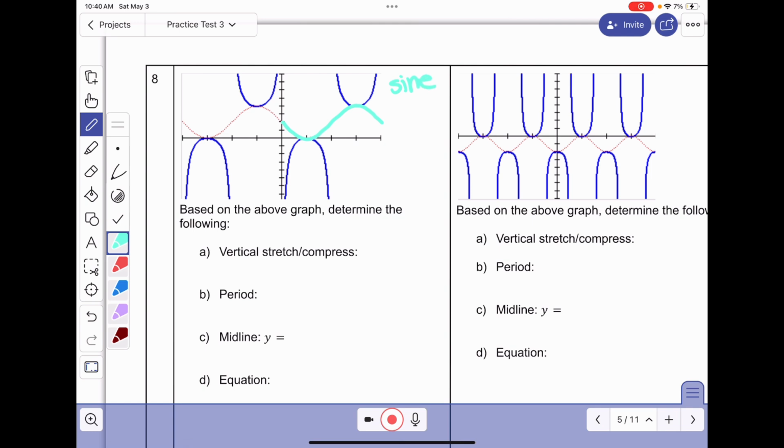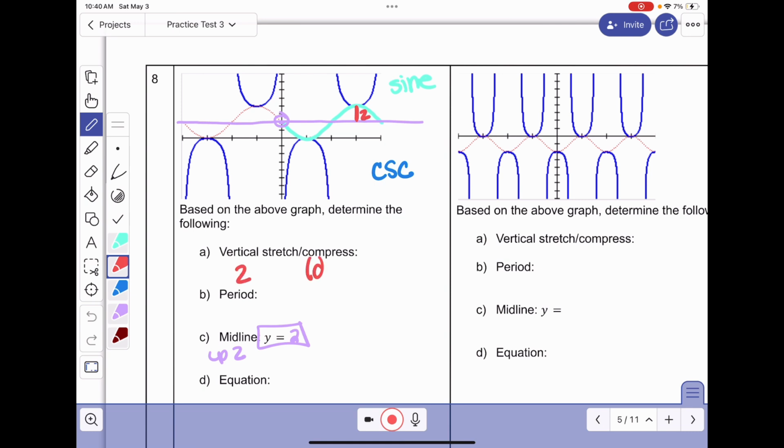So our vertical stretch, let's start. Actually, it's easier to find the midline first. So if we find the middle of that sine graph, it's right here. That's at 2. We went up 2. So our midline is y equals 2. Then to find our vertical stretch of the blue, of the cosecant, we go from that midline to the top of our sine bump. So for this graph, that's 2.